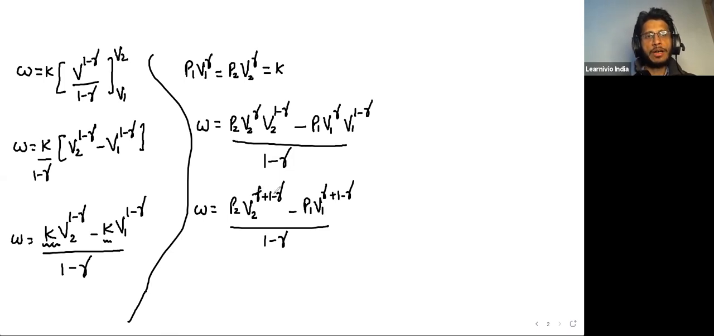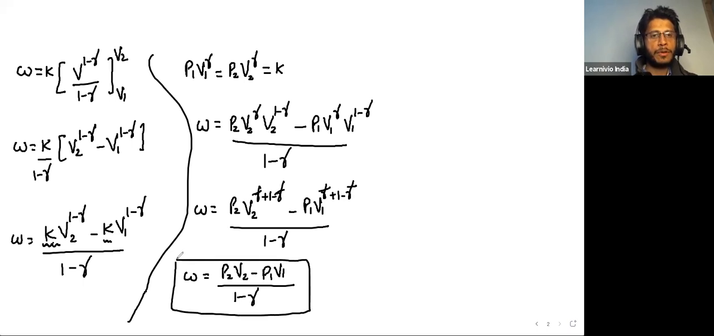So this gamma will cancel out with this gamma. This is P2 V2 minus P1 V1 over 1 minus gamma. This is the expression of work done. It's P2 V2 minus P1 V1 by 1 minus gamma. This is your work done.